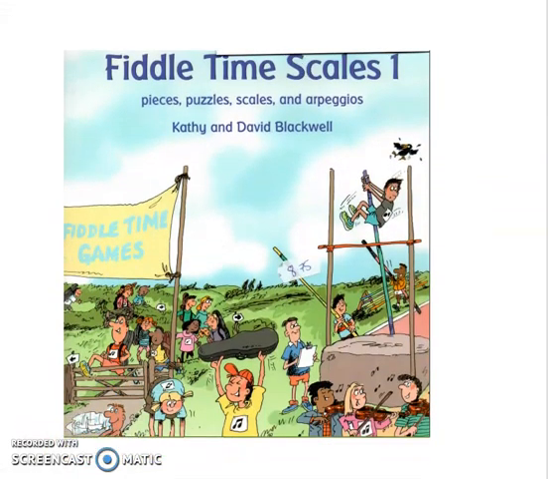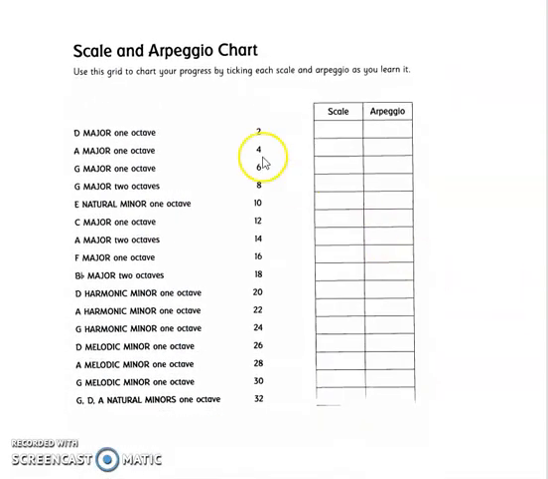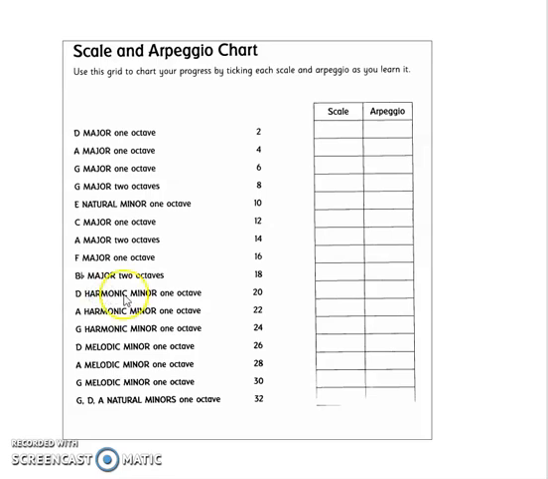Moving down to Fiddle Time Scales 1. In the opening of the book, you have a scale and arpeggio chart. At home, your job will be just to randomly pick a key and say how many sharps or flats it has. Play the scale and the arpeggio from memory. Then you can go and pick something else, like G major, say how many sharps and flats it may or may not have, and play the scale.